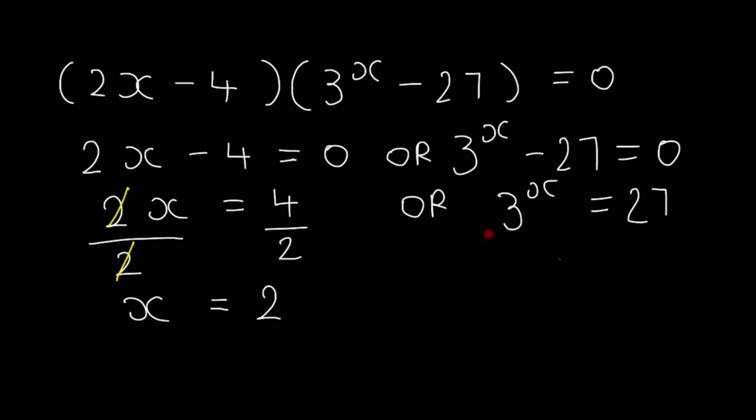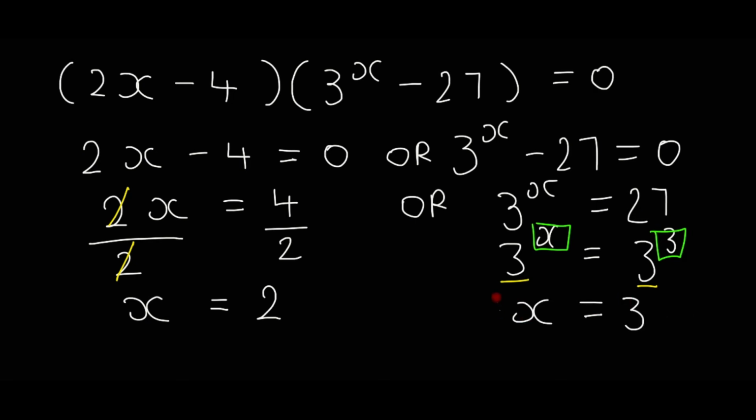And then as for this one, be careful because this is an exponent. Because this is an exponent, we expect the same base so that we can equate those exponents. So we change this 27 into 3 cubed, because we notice we have 3. So I change this one: 3 to the power x is equal to 3 cubed. And then now because the base is the same, we equate the exponents, so x is equal to 3, and this is our answer.